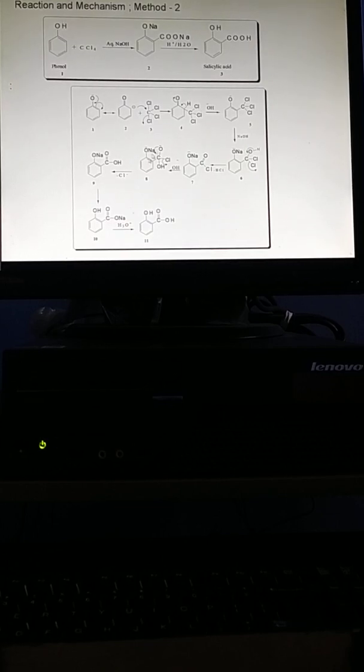This compound, that is structure A, is unstable here. So the electrons on the oxygen come here. So there is a loss of 1 chlorine atom.